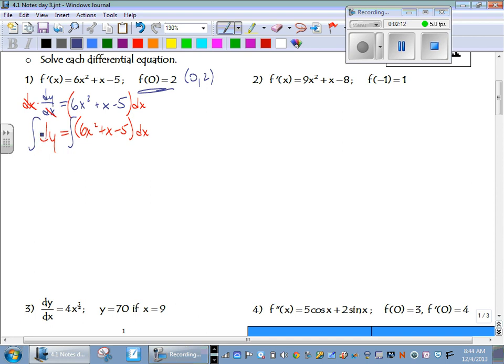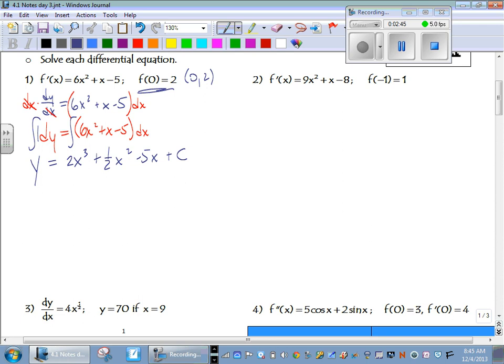So on the left, we're just doing the antiderivative of 1 dy. So what is that? Y, right? And remember, we talked about how we don't have to do the plus c on this side because we're just going to move it over to the other side anyway and just end up with a constant on the right side. So we just need a plus c on the right side for this type of problem. All right, we can do the antiderivative here. We're going to end up with 2x cubed plus 1/2 x squared minus 5x plus c.